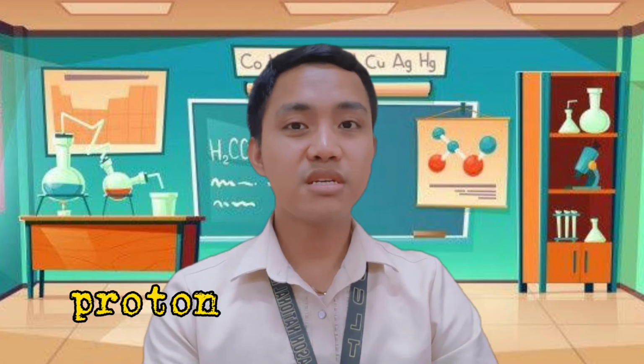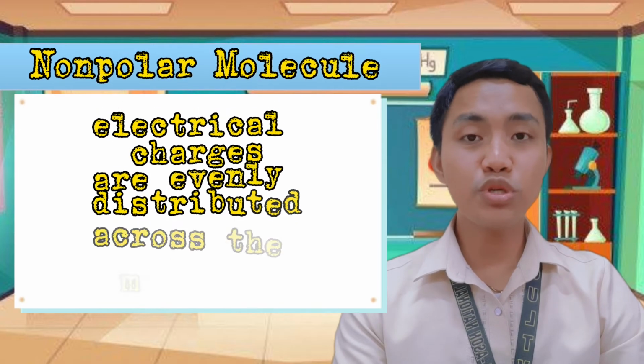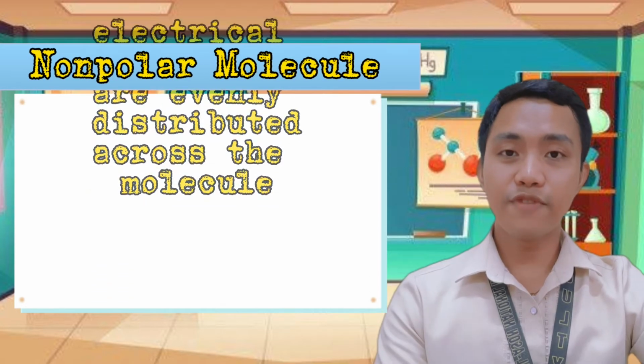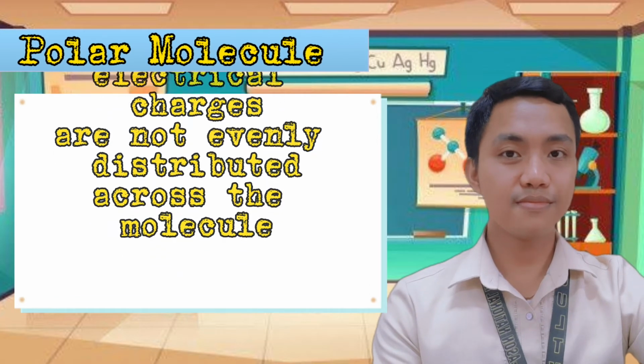We should all remember that atoms or molecules are neutral, meaning their protons, the positive charge, and their electrons, the negative charge, are equal. Although molecules are generally neutral, the distribution of positive and negative charges is not uniform. If there is an even distribution of the charges in the molecule, then that molecule is said to be non-polar. However, if the charges are not evenly distributed in the molecule, then that particular molecule is said to be a polar molecule. So here are our quick ways to identify or distinguish polar molecules from non-polar molecules.